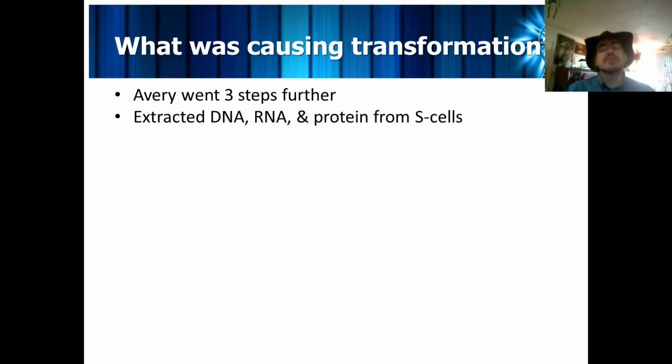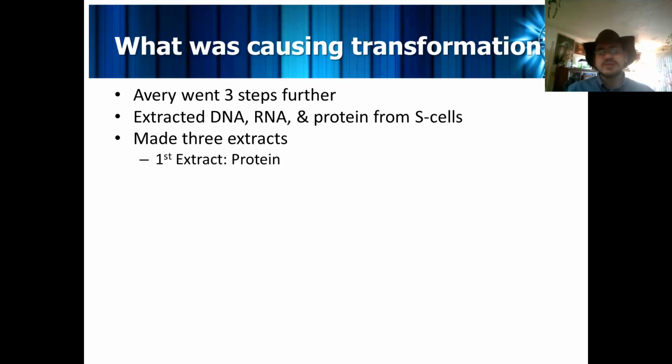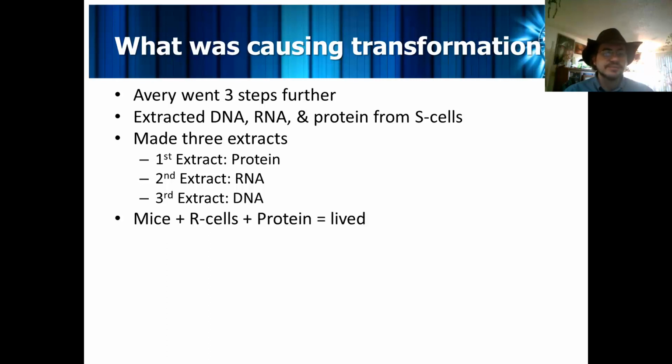So he went three steps further. He extracted DNA, RNA, and protein from the pathogenic S cells, and he made three separate extracts. The first extract was protein from S cells. The second extract was RNA from S cells. And the third extract was DNA from S cells. And then he proceeded to inject each extract into mice that had R cells.